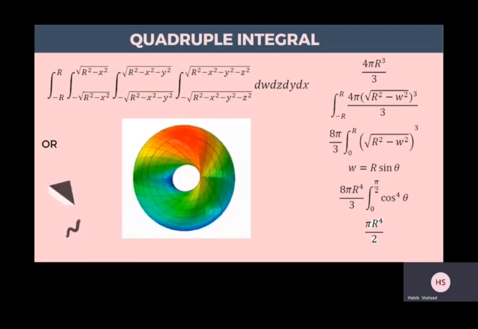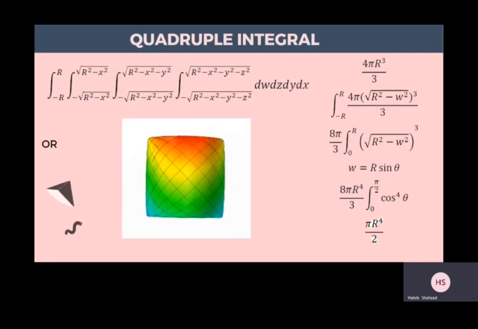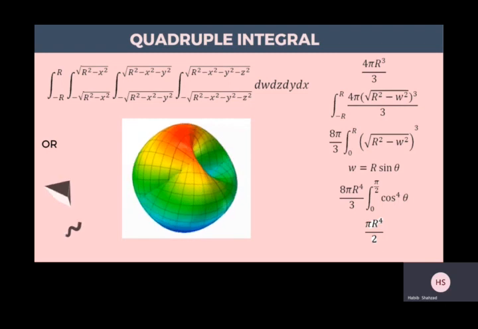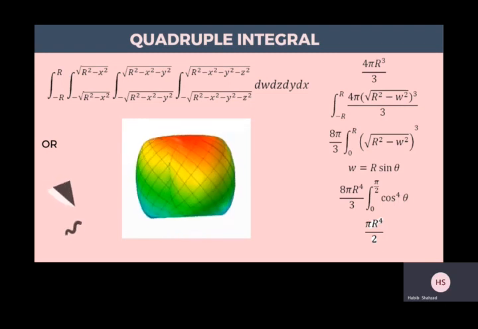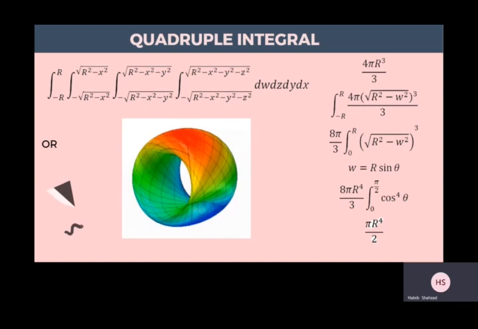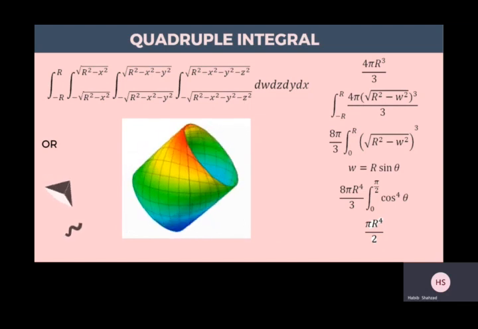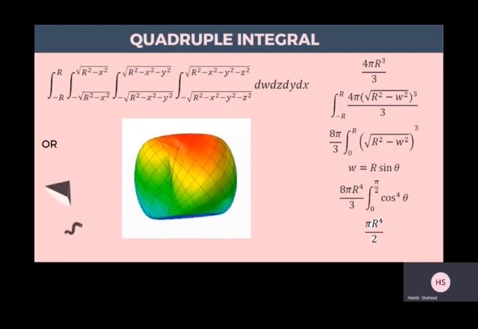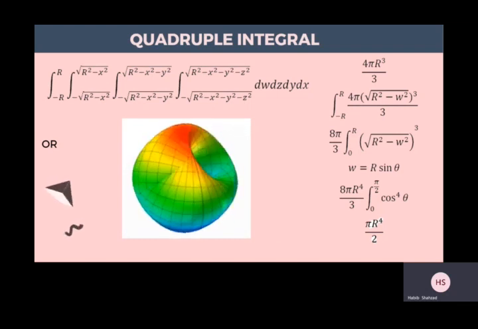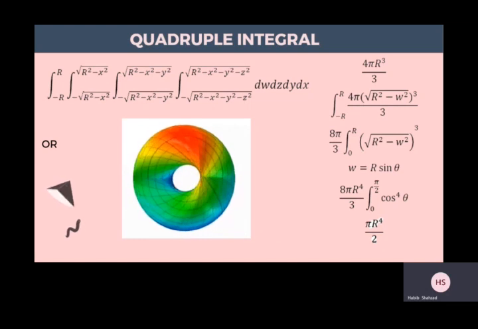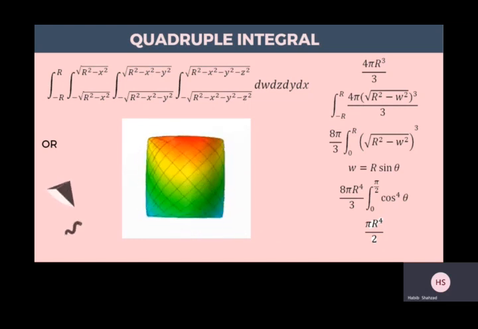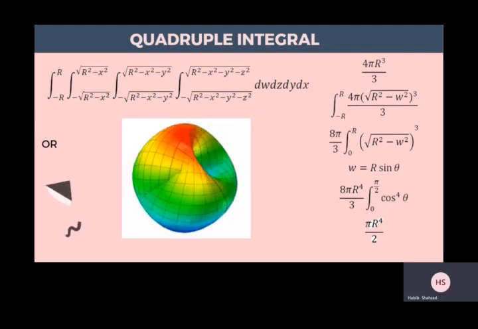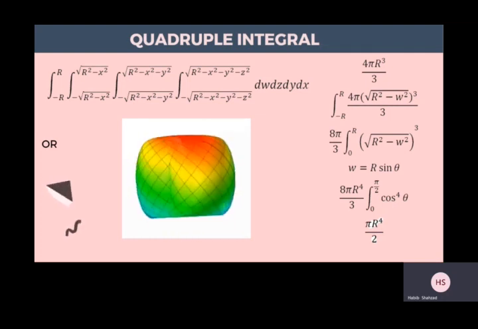4D sphere. Then by integrating it from minus r to r, we get this, and then by using the trigonometric substitution of w equals r sine theta, we get 8 pi r to the power 4 over 3, and we have to integrate cos to the power 4 theta from 0 to pi by 2. I may have skipped some working since I am short on time, but you guys get the idea, right? So as we integrate this, we get our formula for the volume in four dimensions, which is essentially pi r to the power 4 over 2.